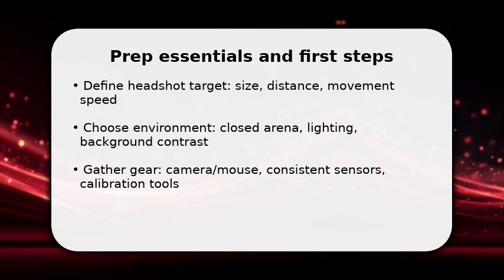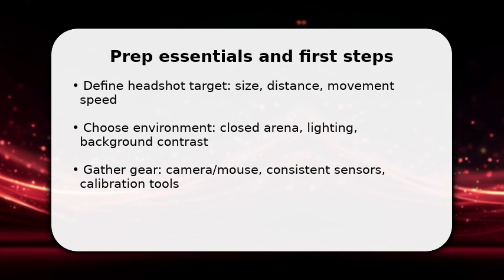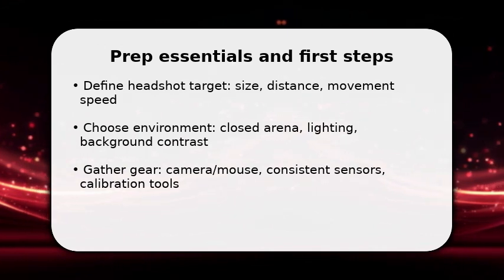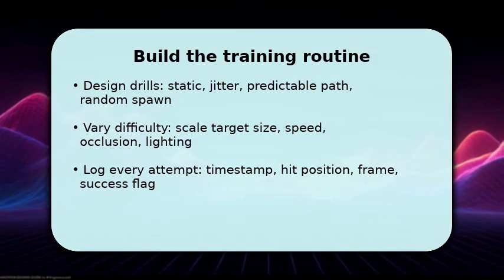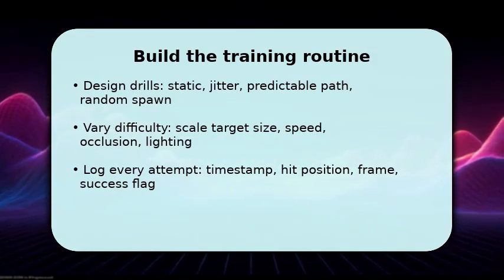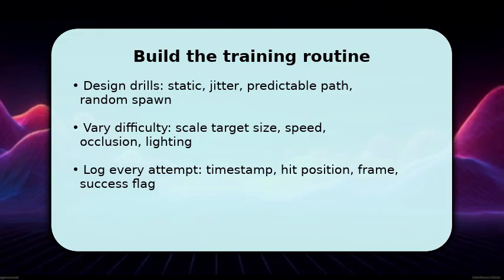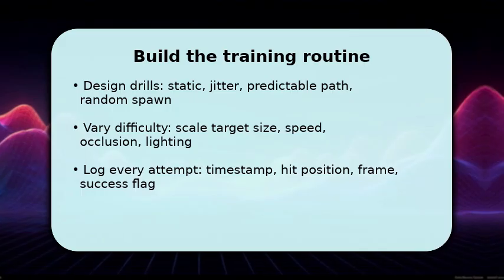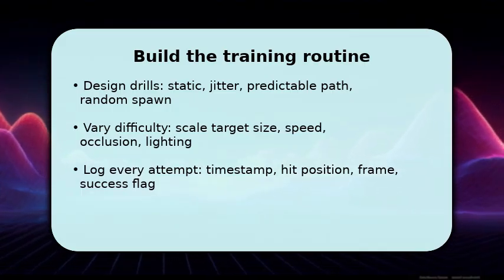Once those basics are fixed, create a single controlled target template and record a short baseline of 50-100 attempts to measure initial accuracy. Now progress into structured practice. Sequence drills from static to dynamic to force consistent headshot acquisition. Implement predictable paths first so you can tune timing, then add jitter and random spawns to generalize performance.